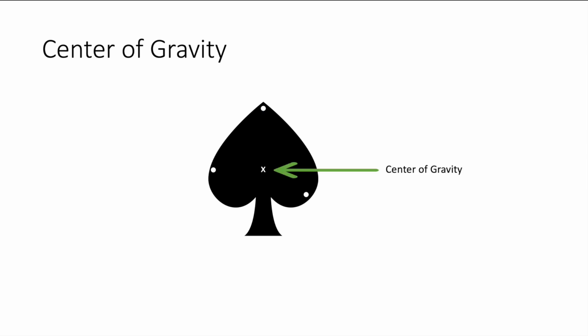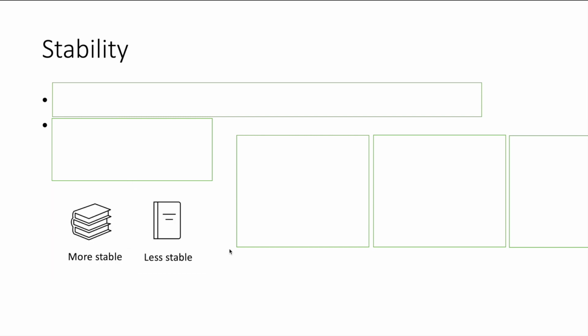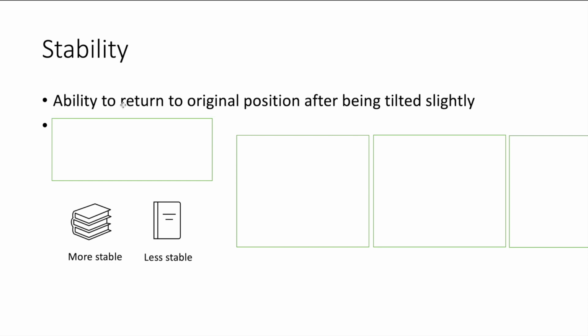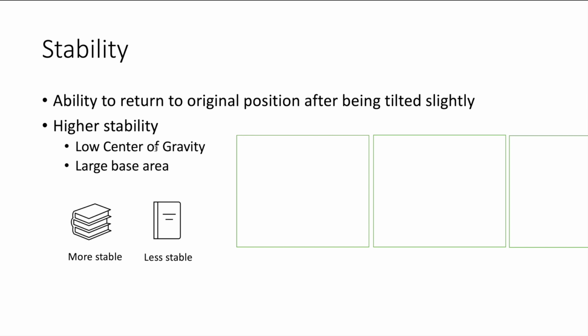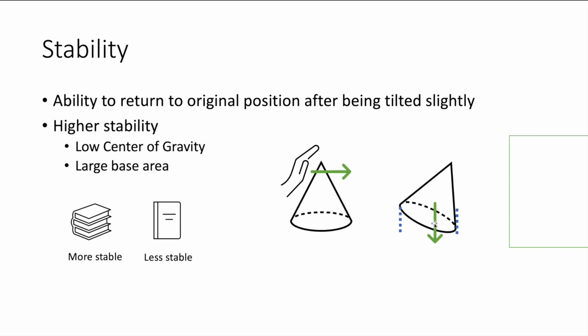So next we go on to stability. You realize that if you place a book flat on the table, it is a lot more stable than if you make it stand because the center of gravity is lower and the base area occupied is larger. So stability is a measure of the ability to return to its original position after being tilted slightly. And in order for it to come back to its original position, the center of gravity must stay within its base area. So if you think about it, if it is tilted a little bit, then gravity will pull it down back again.